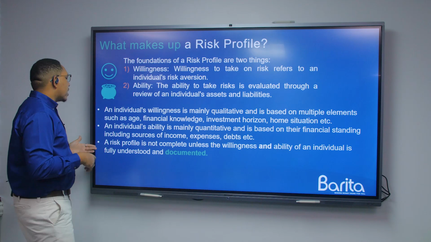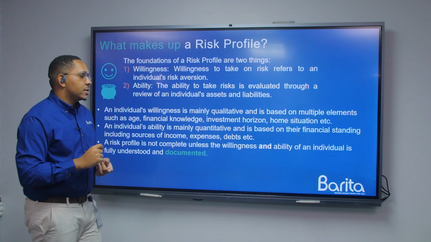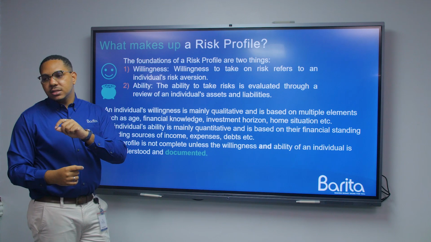Our risk profile is not complete unless the willingness and ability of an individual is fully understood and documented. I highlighted this last part, documented, because we've all seen before where a person will say, yeah, man, I can take on a risk.